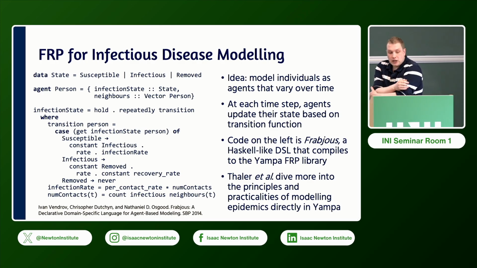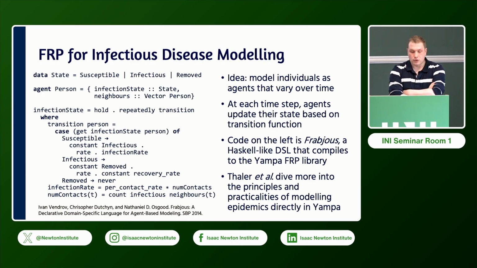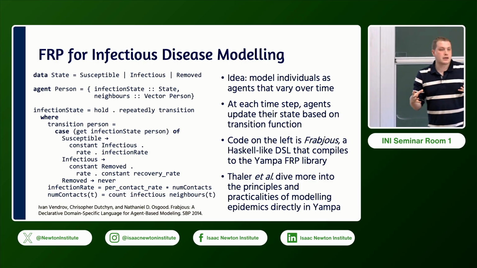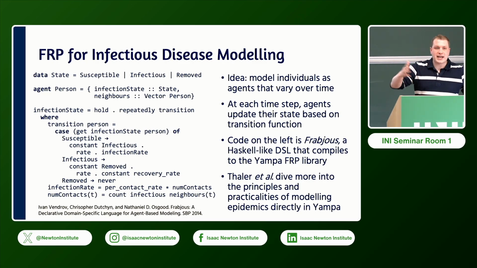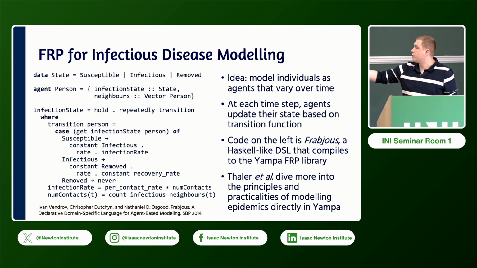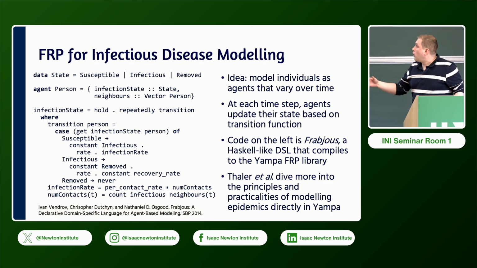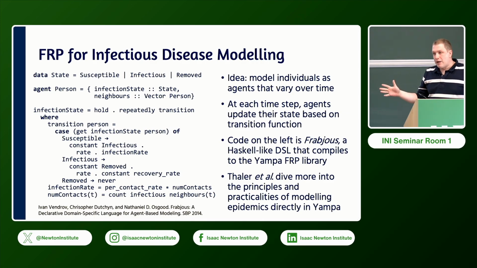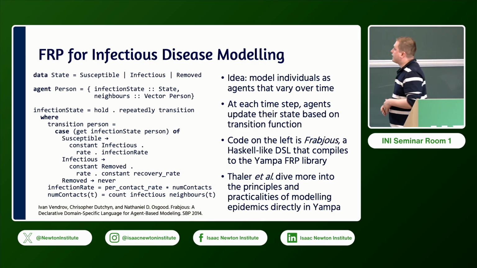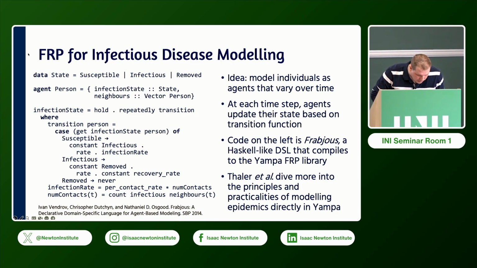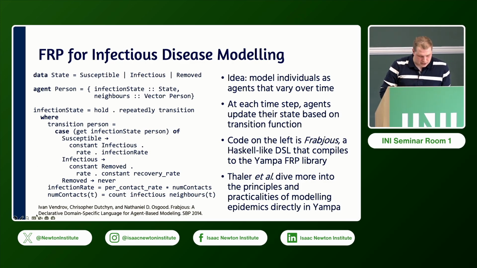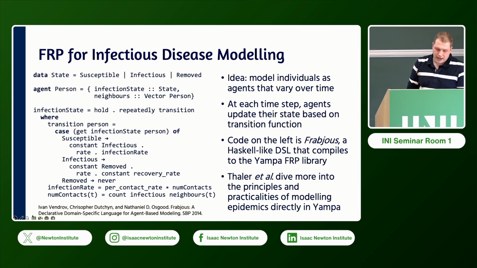And people have actually begun looking at functional reactive programming for infectious disease modeling. And this works quite well because, if we think about an individual level model, what are we trying to track? Well, we've got a particular agent, and over time, they are going to change from being susceptible to infectious to removed. But on top of that, they might have neighbors around them that might change. So all of these different things are time varying. So the code on the left is from a nice little paper called Frabjous, a declarative domain-specific language for agent-based modeling.